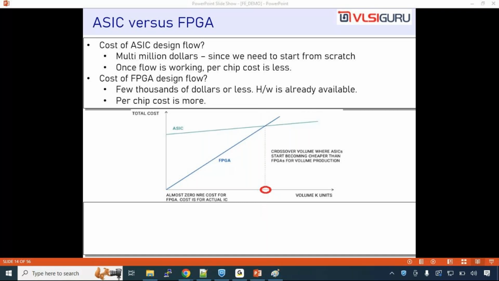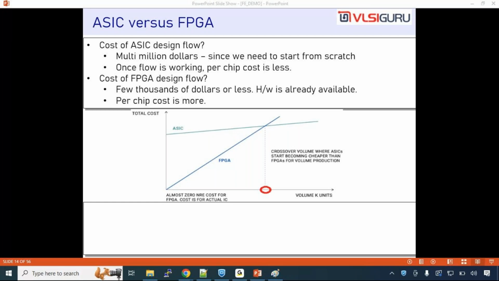So the companies will decide. See, as I told you, VLSI can be done in how many ways? Two ways. One is ASIC, one is FPGA. So based on how much volume you want, the companies will decide whether to go for ASIC or go for FPGA. For example, I am a defense company.